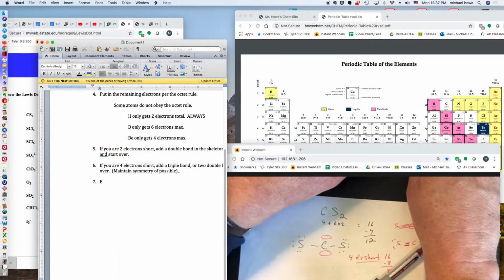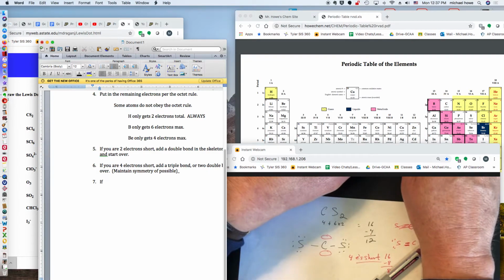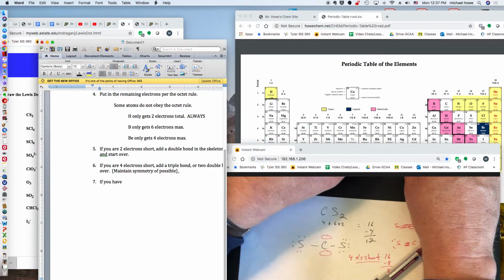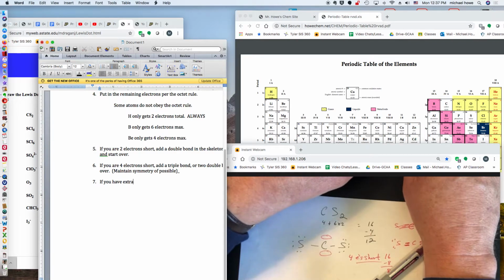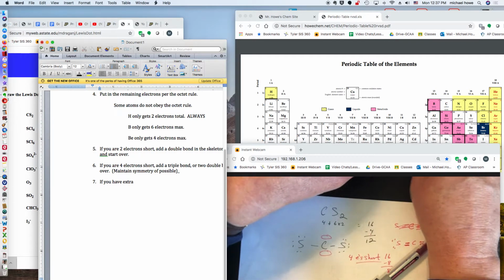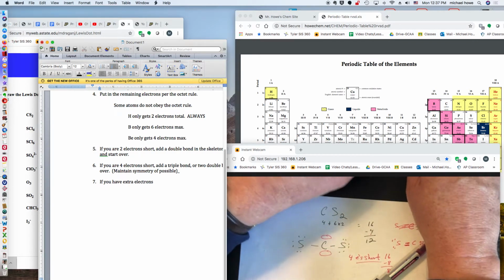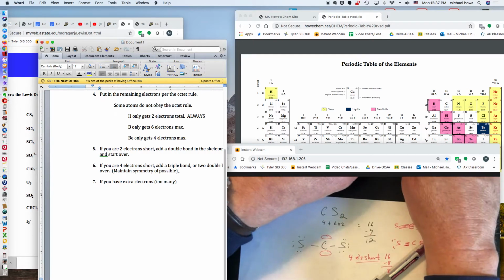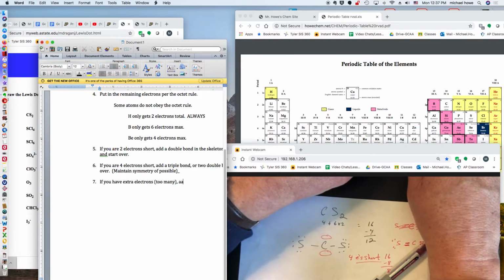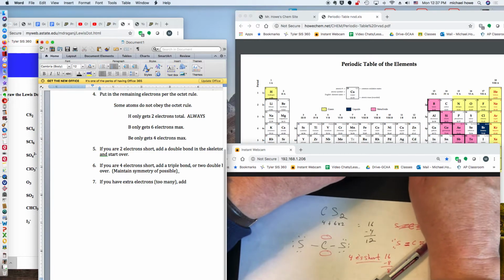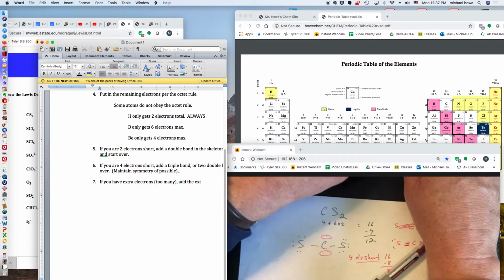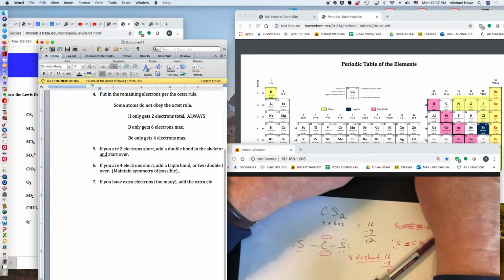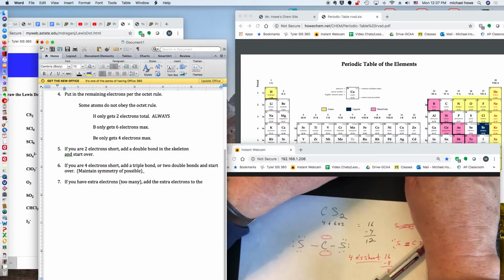It'll look like this. If you have extra electrons, too many, add the extra electrons to the center atom.